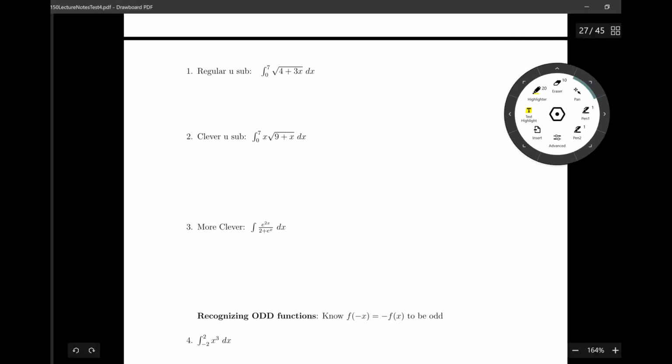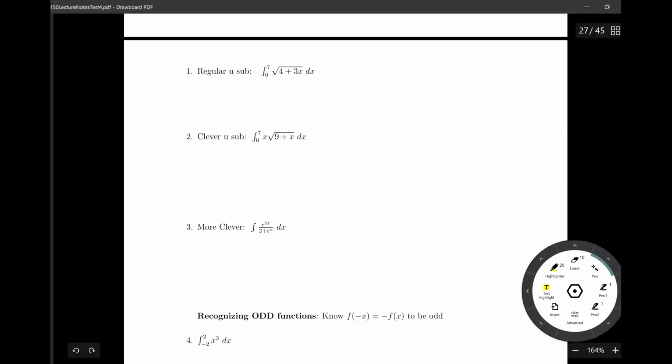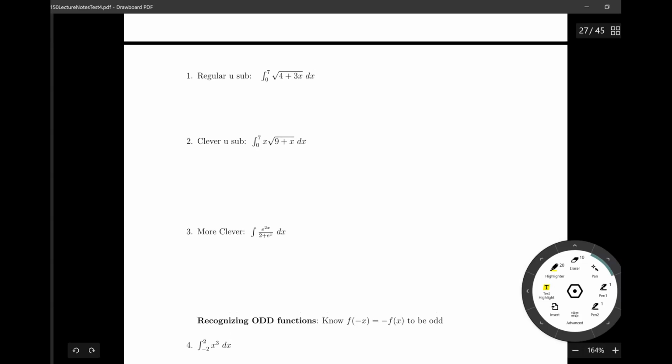Okay, so let's do some different kinds of u substitutions. Let's start with just an easy one, and remind ourselves of how to change limits of integration as well. So here, easy: u equals 4 plus 3x. So du is 3 dx, so I see that 1/3 du is dx.